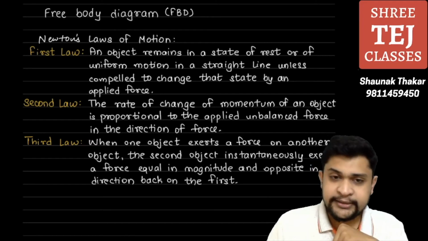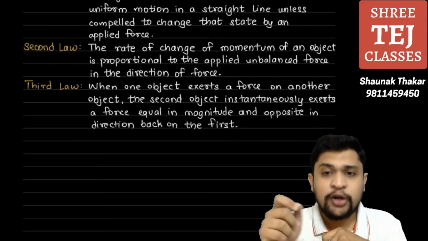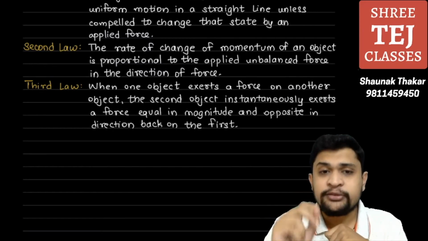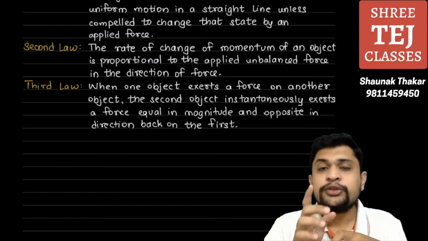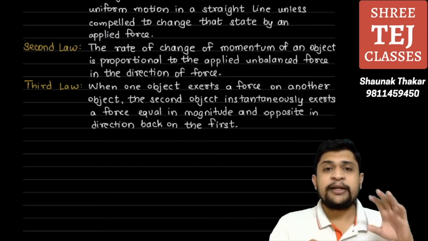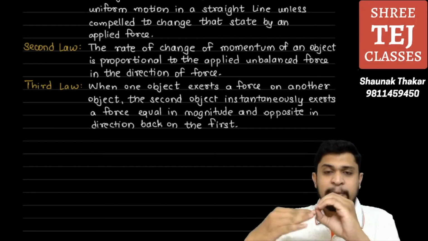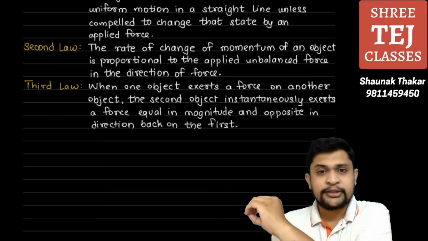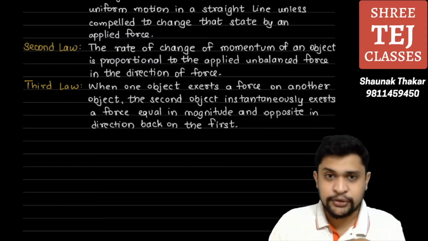Second law states that the rate of change of momentum of an object is proportional to the applied unbalanced force in the direction of the force. Okay? So, the rate of change of momentum of the object will be in the direction of the force. Now, if you have a ball, if you apply force in this direction, the ball will not start moving in this direction. Okay, the ball will move in the direction of the applied unbalanced force.